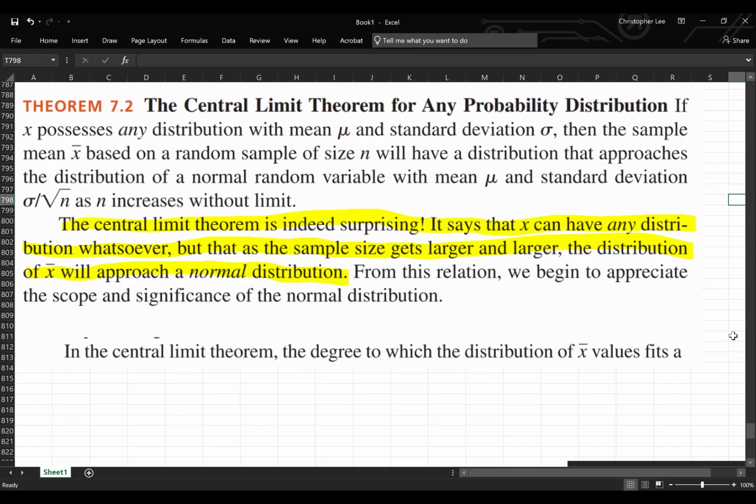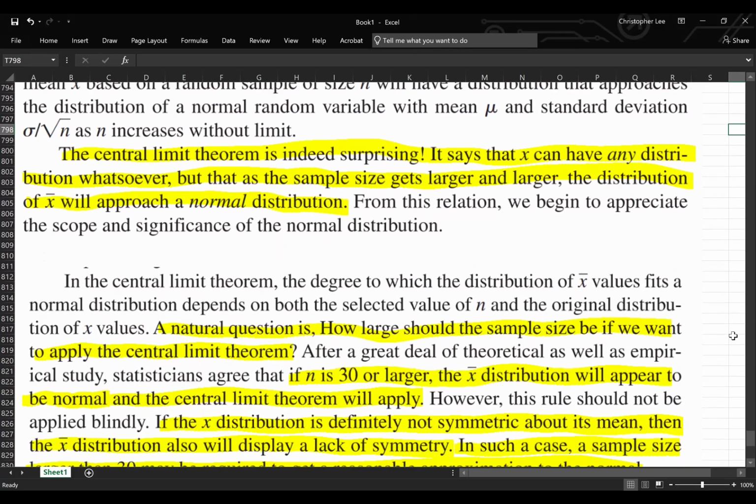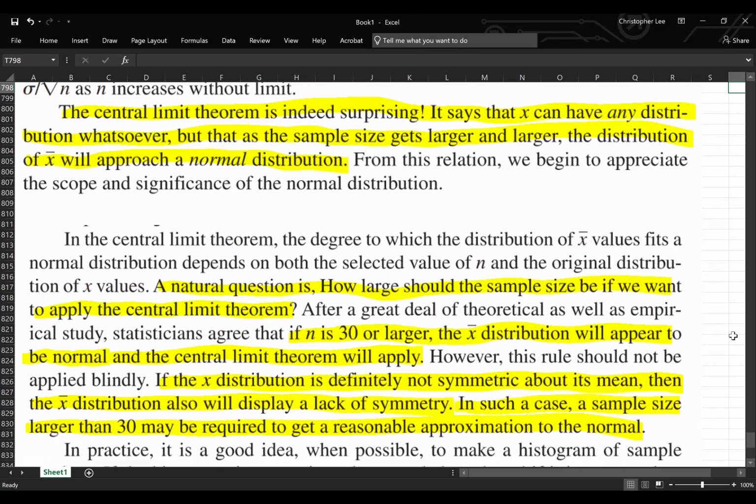In the central limit theorem, the degree to which the distribution of the X value fits a normal distribution depends on both the selected value of n and the original distribution of X values. A natural question is, how large should the sample size be if we want to apply the central limit theorem? After a great deal of theoretical as well as empirical studies, statisticians agree that if n is 30 or larger, the X bar distribution will appear to be normal and the central limit theorem will apply. However, this rule should not be applied blindly.